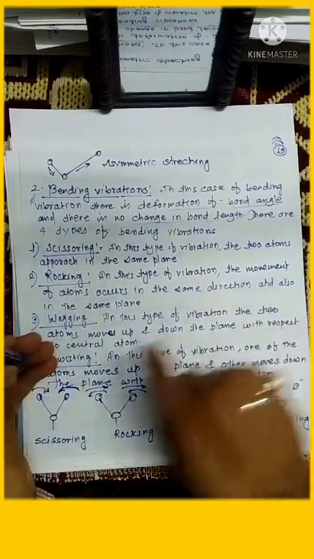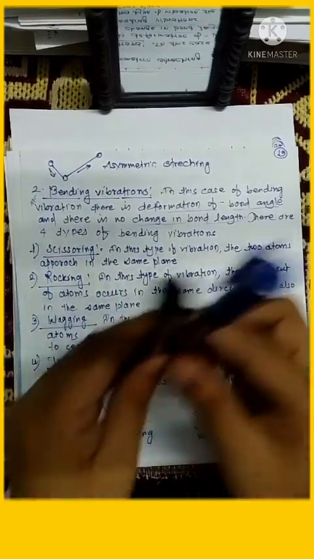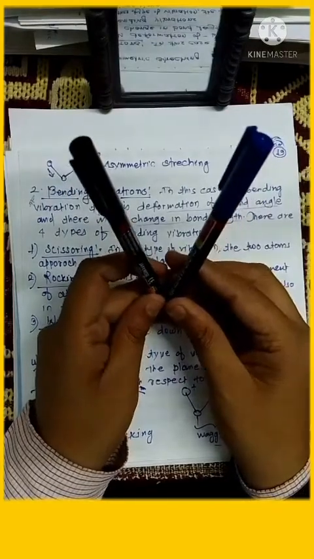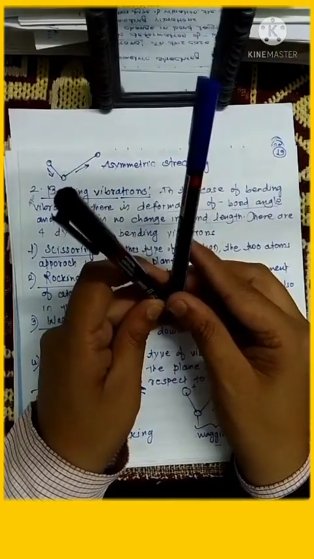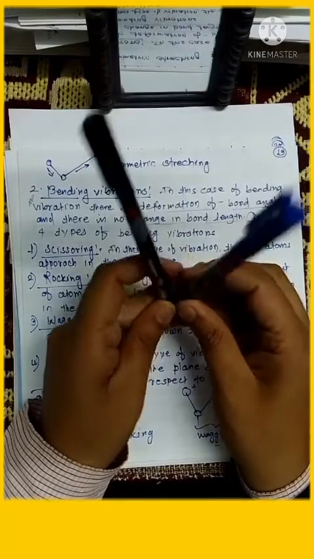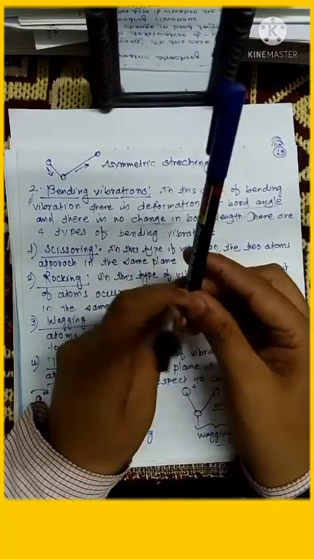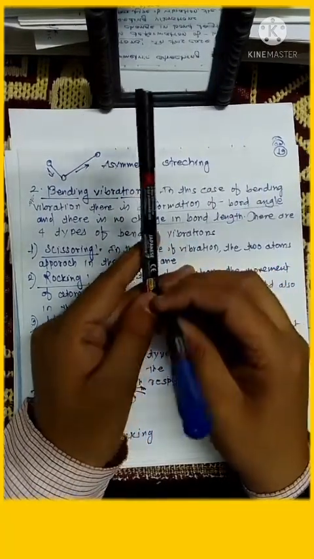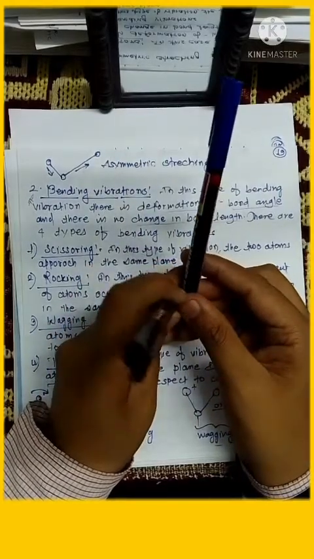Now next is twisting. There is a chance that one atom goes on this side, the second comes this side, and the motion is like this. So it is known as twisting bending.